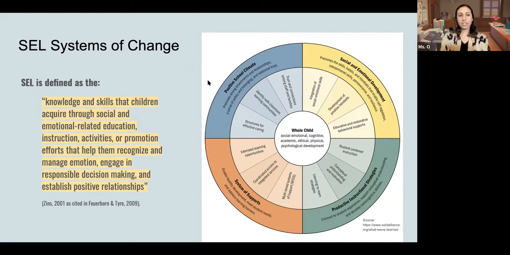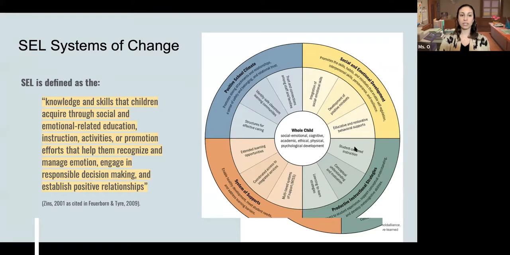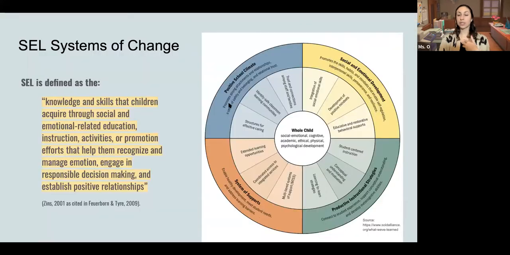So with our SEL system of change, just to have an overview, I really think this quote is important. I'm going to read it for us. Knowledge and skills that children acquire through social and emotional related education, instruction, activities, or promotion efforts that help them recognize and manage their emotions. That's the biggest piece, managing emotions, engaging in responsible decision making, and establishing positive relationships. All three of those align with the child in regards to how they're learning in class, how they're perceiving others in class, how they recognize emotions of others, how they understand their own emotions.